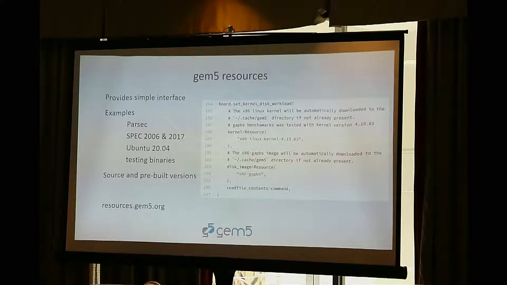So what we have is a bunch of pre-built resources that you can just download and use. As Bobby showed before, in a single line you can say, I want to use the 4.19 x86 kernel, and I want to use the GAPBS, the GAP benchmark suite, disk image. It will automatically download it for you, cache it locally, and then hook all that into your board correctly. We have a bunch of different workloads available, mostly x86 benchmarks, although we're starting to branch out into other things as well, including RISC-V. We have all the source to build these, so you could take it, modify it, and make it your own, as well as the pre-built binaries.